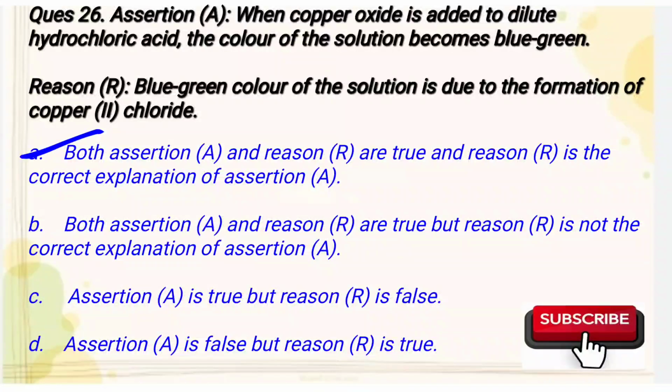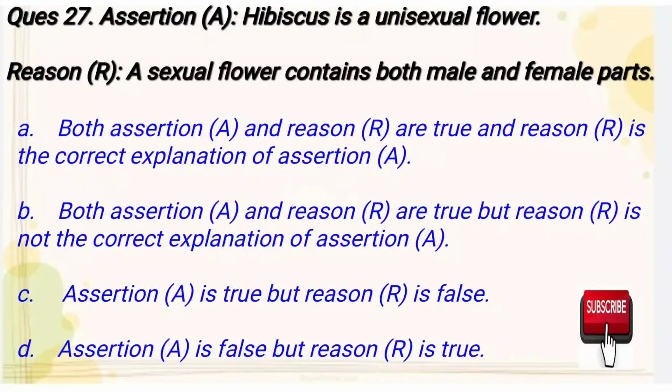Option A, both assertion and reason are true and reason is the correct explanation of assertion. Assertion: hibiscus is a unisexual flower. Reason: a unisexual flower contains both male and female parts.